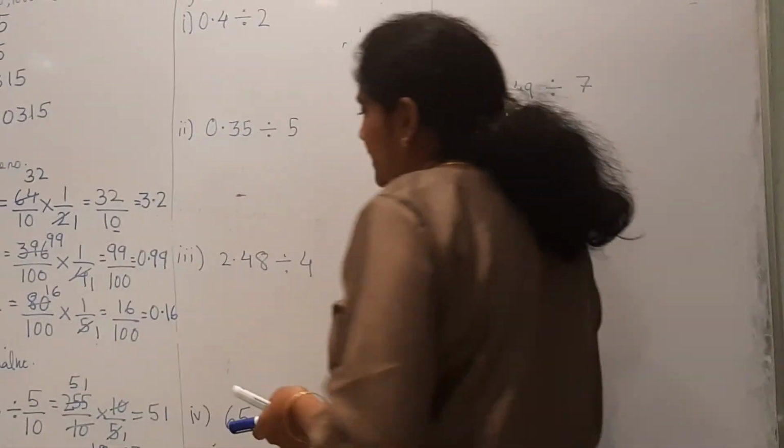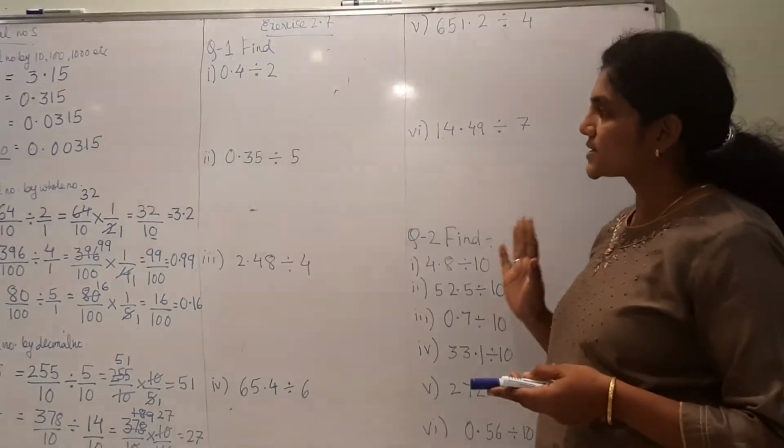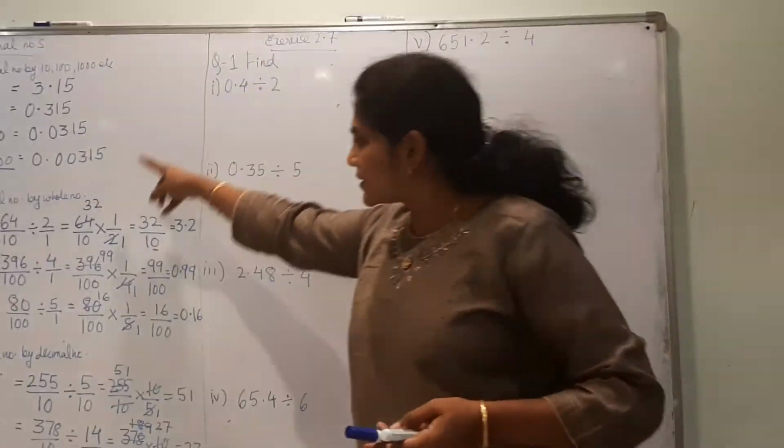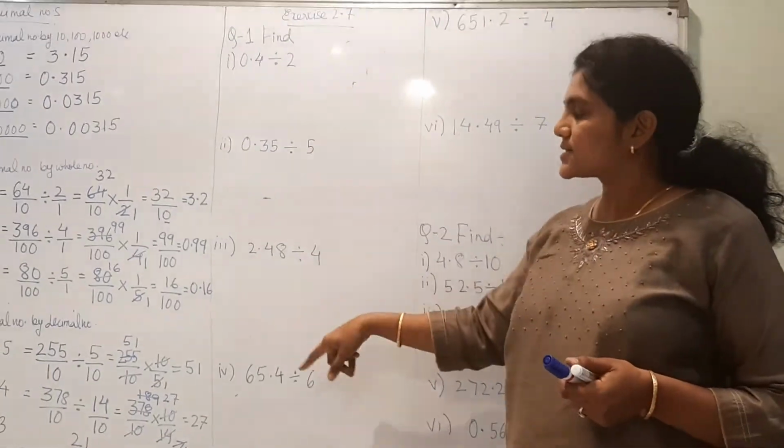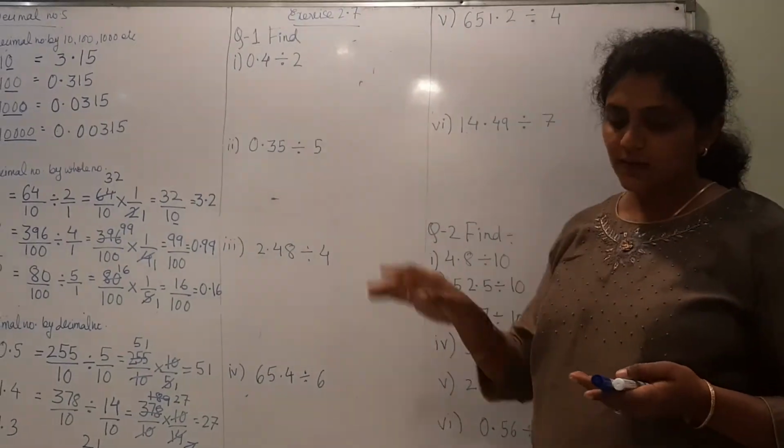Now, we will be starting with exercise 2.7. It is based on these three concepts. If it is clear, you will understand this exercise very easily.